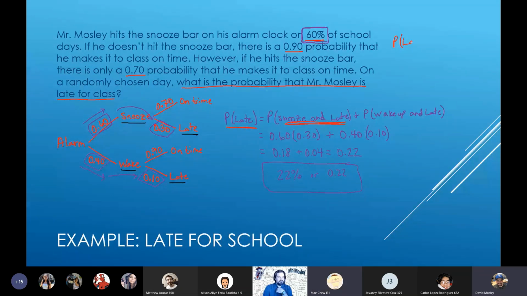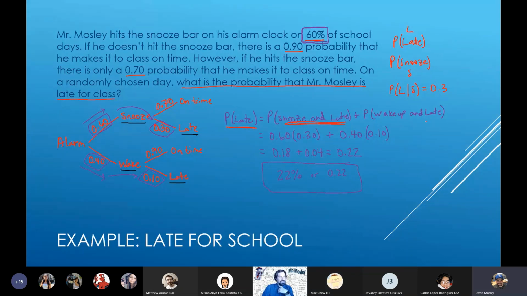Being late, and we have the probability of hitting snooze. These are the two defined events, so we'll call this one L and this one F. The conditional probability says the probability of being late, given that I hit snooze, is 0.3. That's this right here.